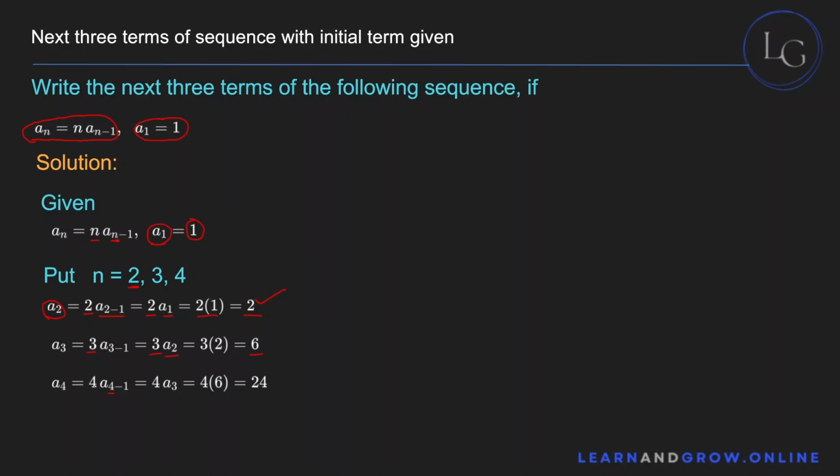So this is 4 into A4 minus 1, and A4 minus 1 is equal to A3. So 4A3, and we already found the value of A3 before, which was 6. So 4 into 6, which is equal to 24. And now we have the three terms that we had to find, the next three terms in the sequence. So basically, the three terms are 2, 6, and 24.